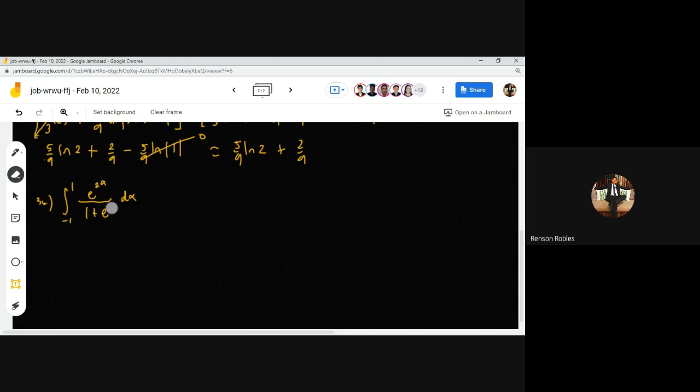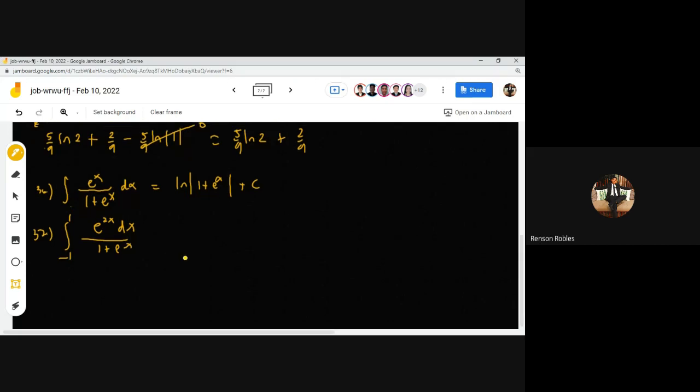So again, sir, sabi mo kanina, whenever there's an e function, dapat si dx may katabi na e. So okay na po kami kanina when you give this to us, e to the x dx over 1 plus e to the x, and this gives you ln of 1 plus e to the x plus c. However, when you replace it by e to the 2x dx over 1 plus e to the x from negative 1 to 1, okay? Then what happened? So ano pong gagawin? Hindi na siya, it does not follow the rule that you are telling us.